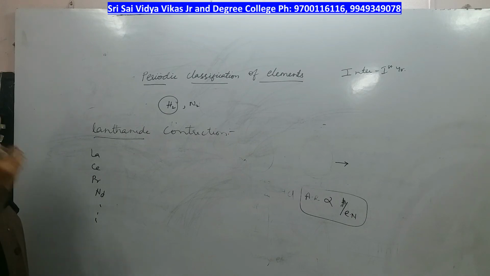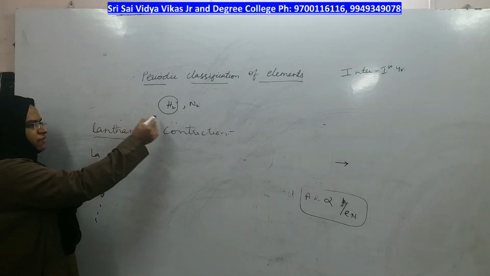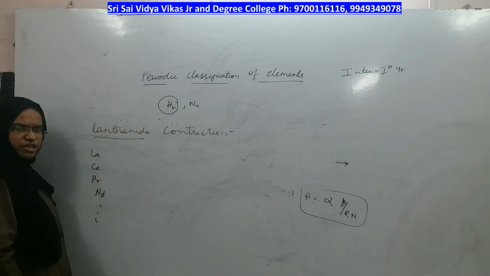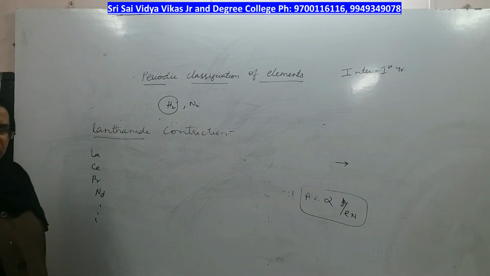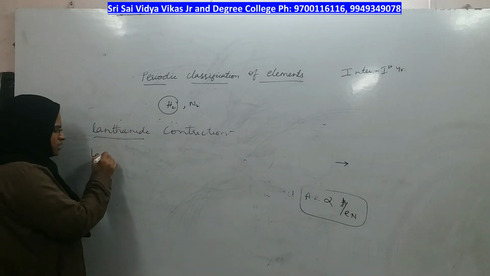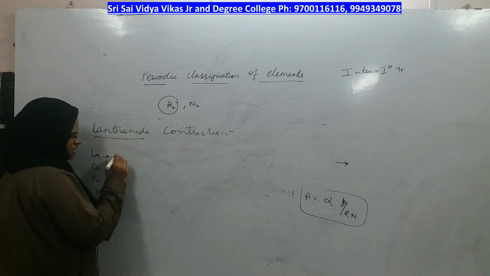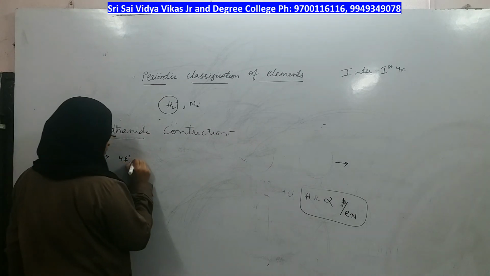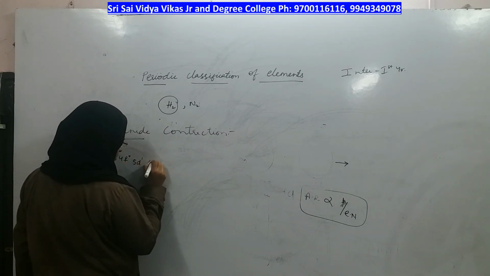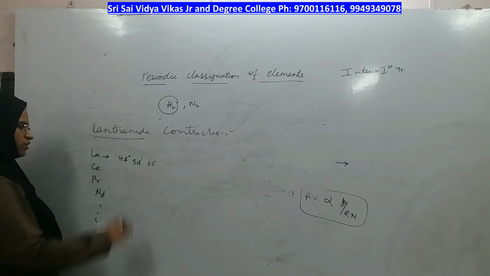Generally, if you increase the atomic number, or the number of electrons, in a period from left to right, what happens to atomic radius? It decreases, and from top to bottom atomic radius increases, right? Lanthanum's electronic configuration is 4f0 5d1 6s2. This is the valence electronic configuration of lanthanum.